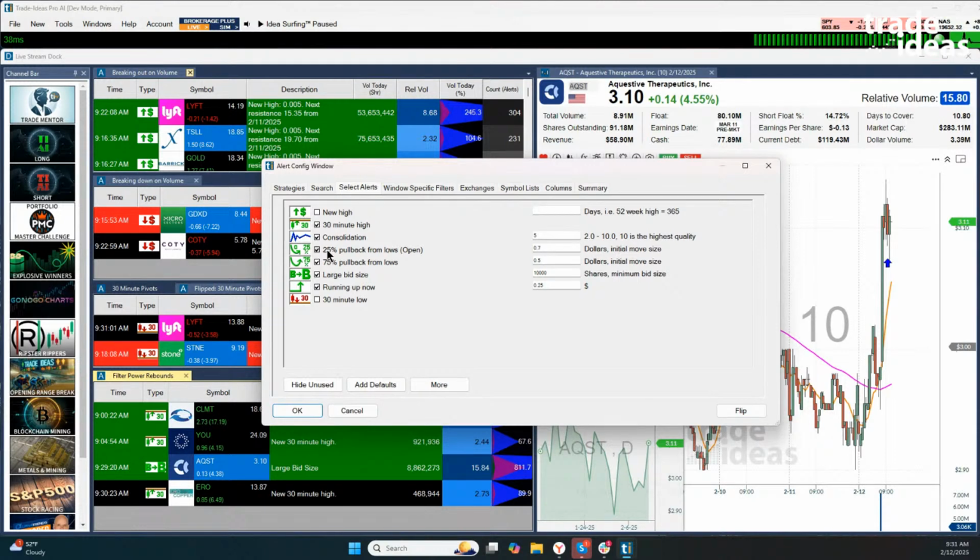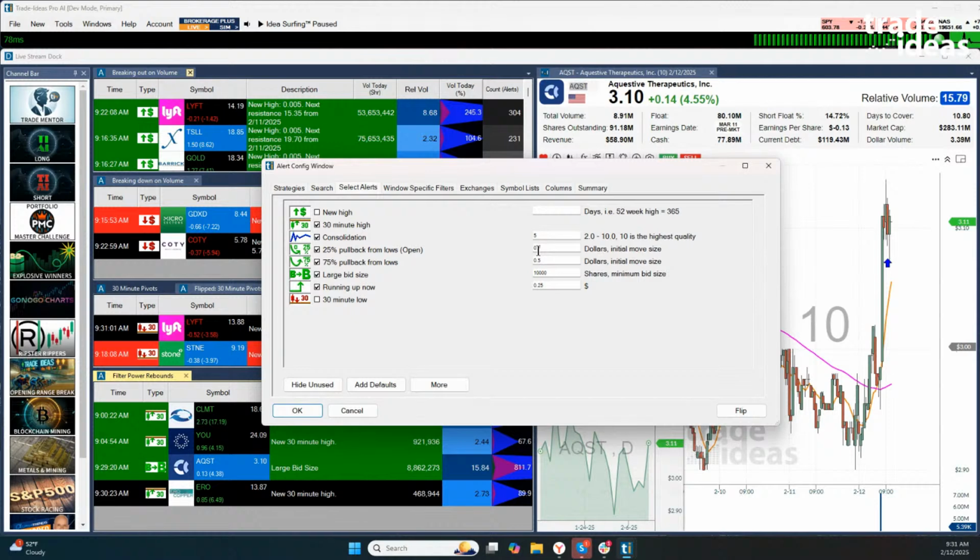Okay. I've got 25% pullback from lows. Remember, I'm looking at the rebound, power rebound. So that's how I catch it. This is the alert. This is sort of what it would look like. 25% pullback from lows, 75% pullback from lows. So this one's from the open, but this one's from the close.